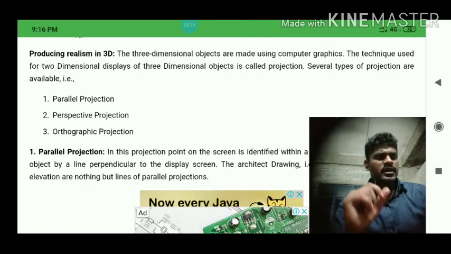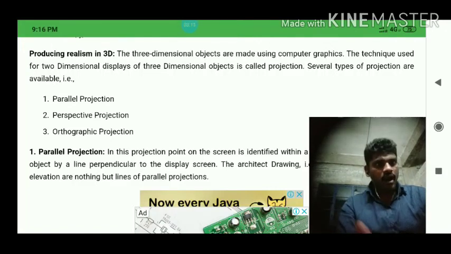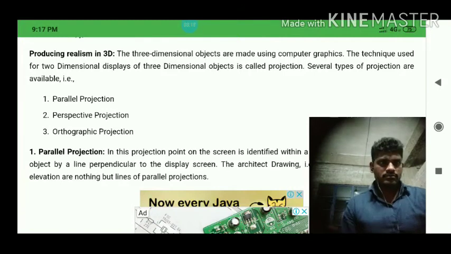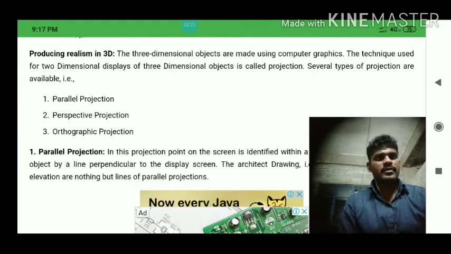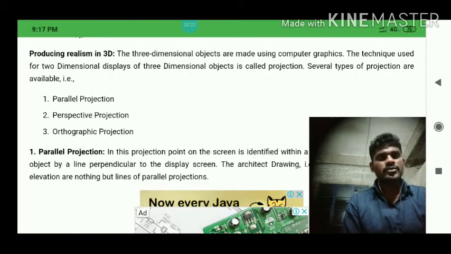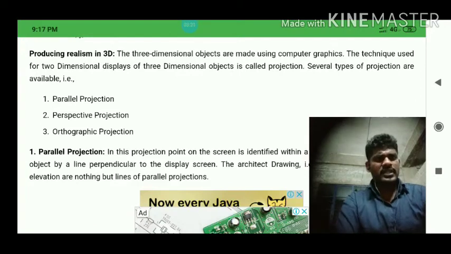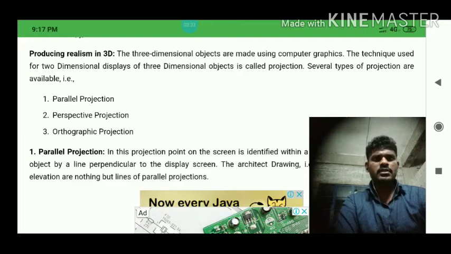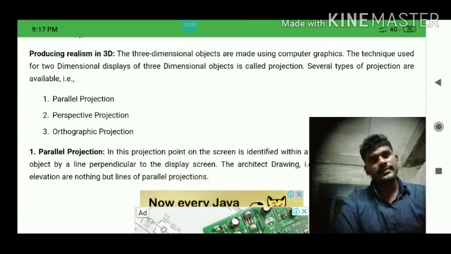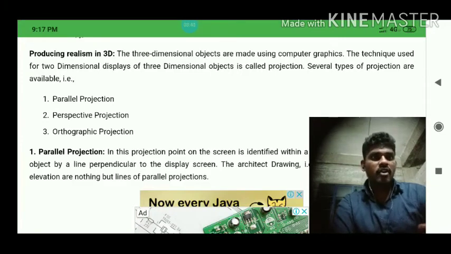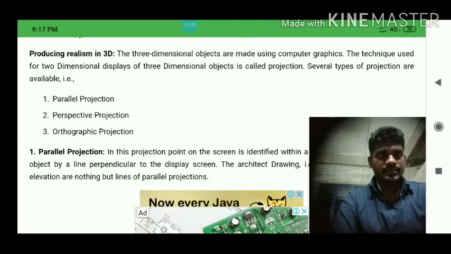The technique, or the way, the means, the instrument, the procedure, the phenomenon that we are using, the technique used for two-dimensional displays. We are using a technique for what? Two-dimensional displays of three-dimensional objects is called projection of a three-dimensional object.